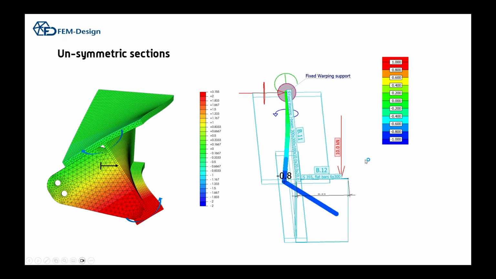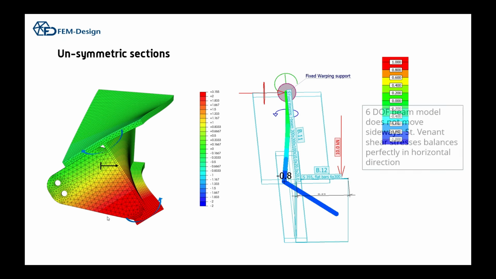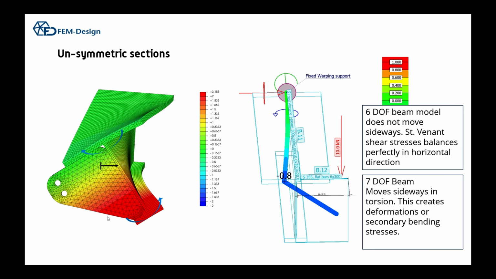But in 6 degrees of freedom beam models, if you twist them, the beam doesn't move sideways. Or if you prevent the movement of the center of gravity, there are stresses introduced in the beam. So also in these cases, when you have twist and an unsymmetrical section, the 7 degree of freedom beam models are really handy.